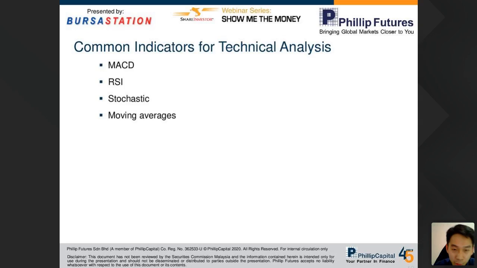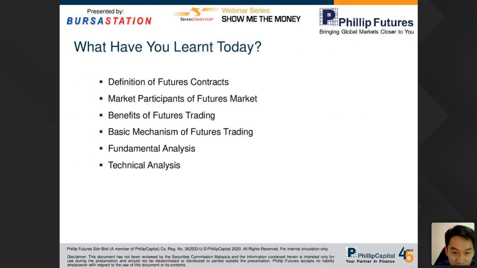If you wish to learn more about how to use these technical indicators, you can arrange a coaching session with our company, with our representative, who will guide you on how to get started using these indicators for futures trading. Okay, just to come back to this slide, these are some of the parts that I've covered mostly.